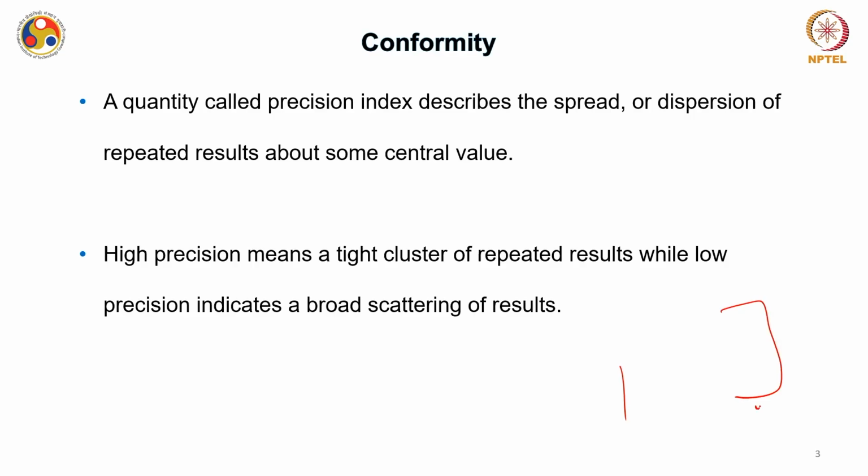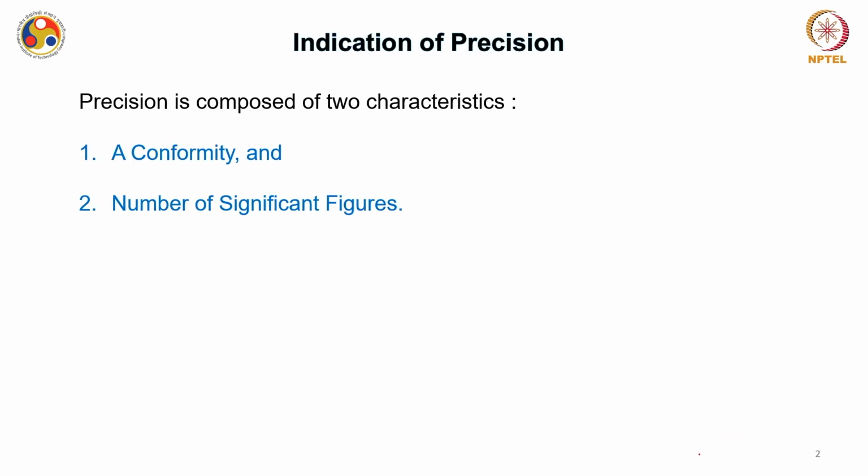Precision basically is composed of two characteristics, as mentioned, conformity and number of significant figures, particularly to show it mathematically. The basic understanding of precision, I think, was clear from the analogy of a football player. We discussed that if a football player is hitting an area, even outside the goal post, at the same place or around the same place, it is called precision. So, let us talk about the two characteristics or indications of precision, which are conformity and number of significant figures.